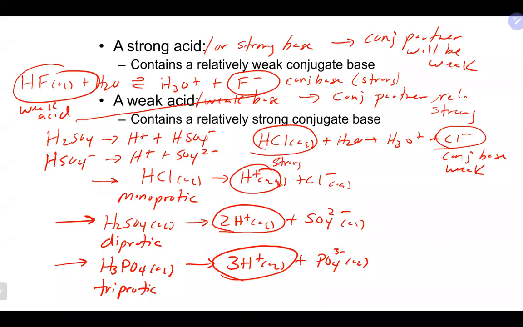Any questions on that there? That is also why this guy and this guy are pairs. They are only one H plus difference. This guy and this guy are pairs. They're only one H plus difference. Why this guy and this guy are not pairs? There are two H plus differences between those two. So that's really why it has to be just one H plus at a time, because that's how they basically come off, one at a time.